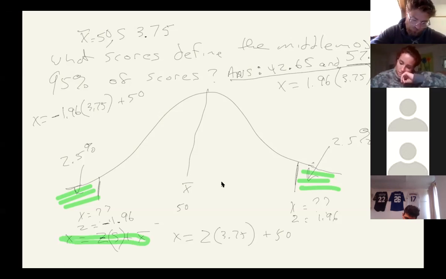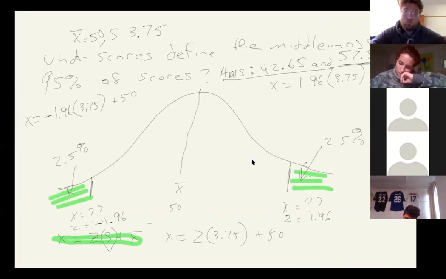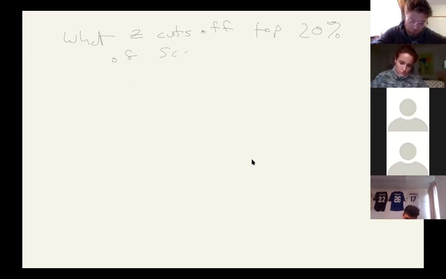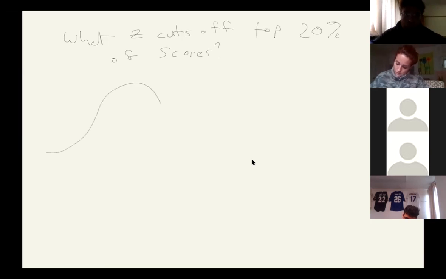Hint, draw the picture. I'm sitting here on my laptop trying to make this picture move, but it actually moves on a different machine entirely. What z-score cuts off the top 20%? Notice I don't have to give you the mean and standard deviation. It's not the question. The question is about z-scores.